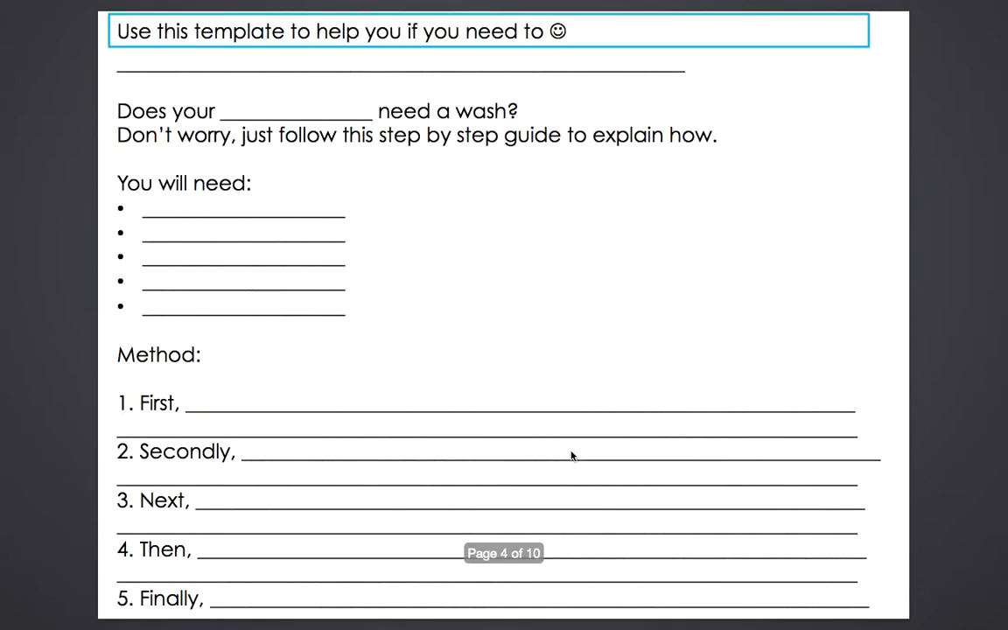Okay, then there is also a template to help you with how your instructions should look. Okay, so there's a little line here for a title, so an introduction here that you can use, some space for your you will need list, and then some space for your method, so how you do it. Okay, so if you need to, use that to help you.